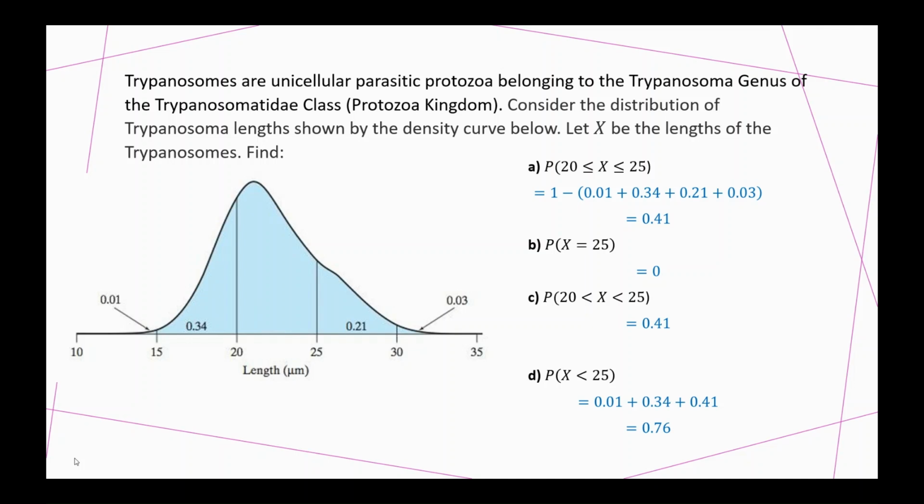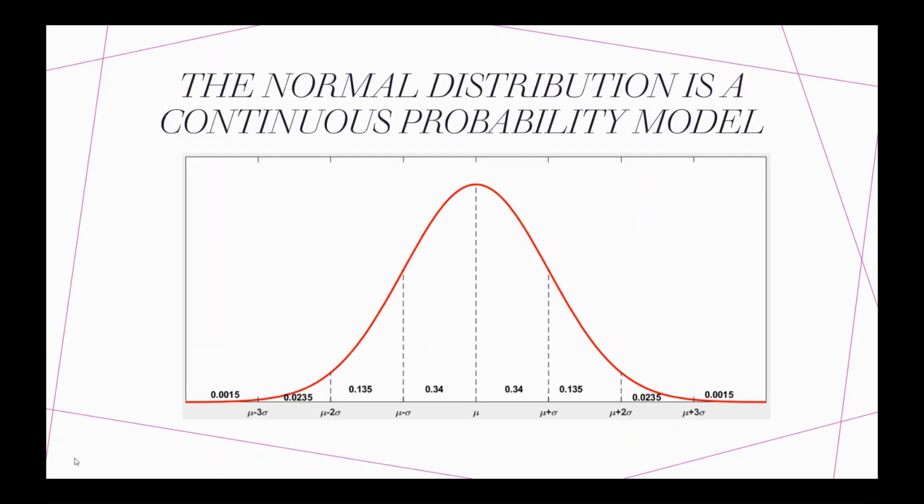There's part B, where you can see we're adding those three areas together and getting this 0.76. So let's go ahead and move on to our next slide.